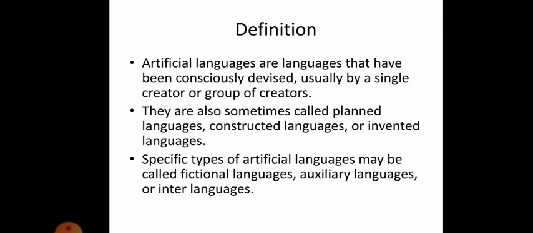Mostly, it is created or devised by a single person or a group of persons. Such languages are also called planned languages, constructed languages, or invented languages. Certain specific types of artificial languages may also be called fictional languages, auxiliary languages, or interlanguages.